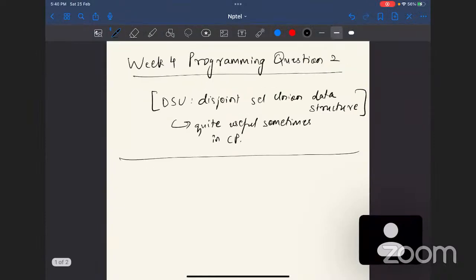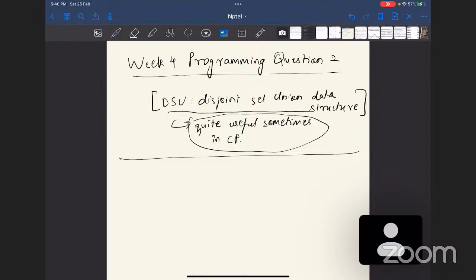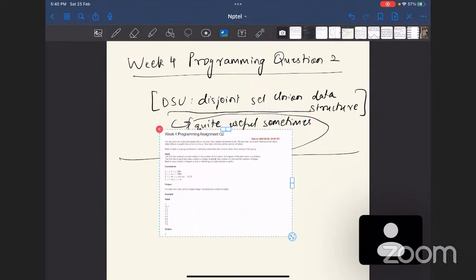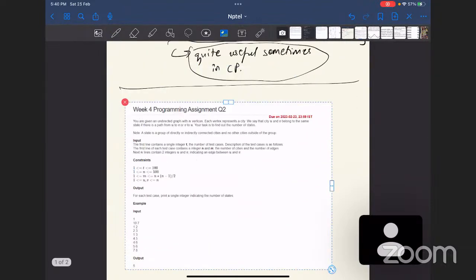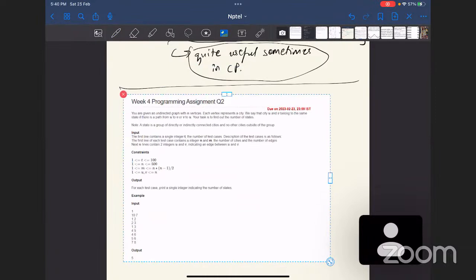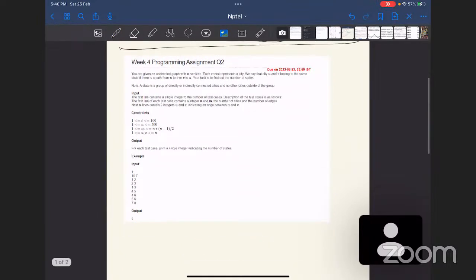If we talk about the week 4 programming question 2, it is based on the data structure disjoint set union, which is very useful in competitive programming questions. So, let's take up the question. Yeah, this is the question.